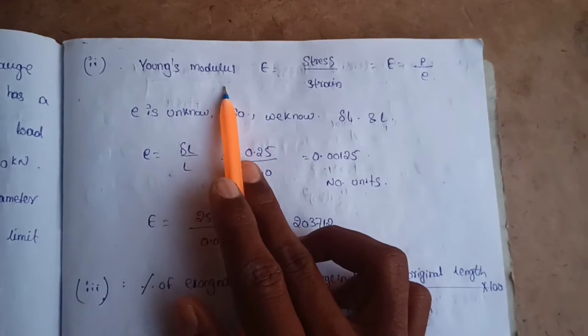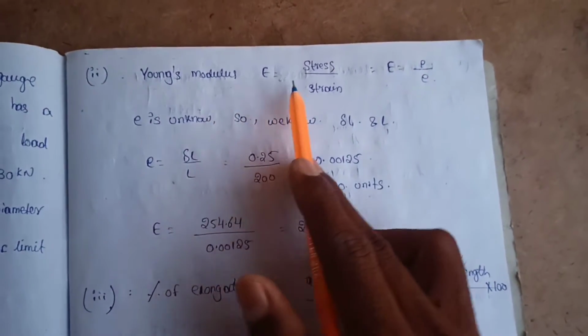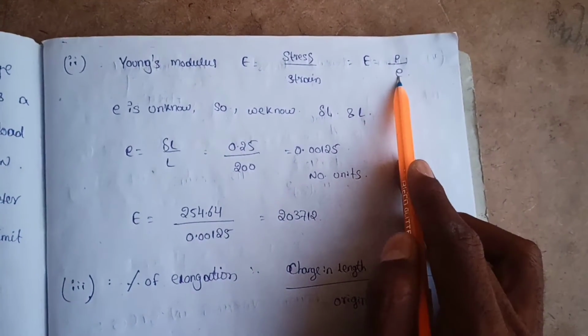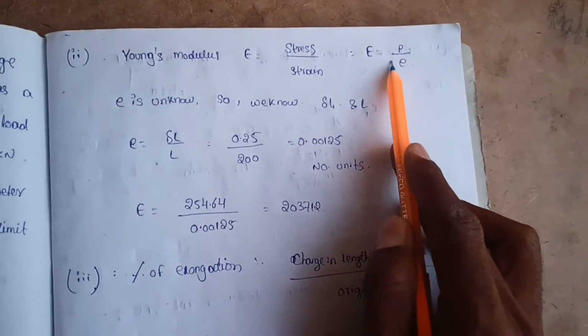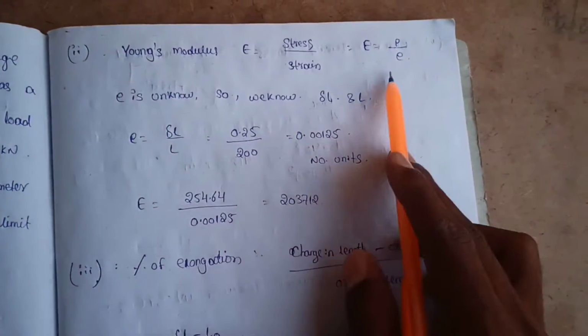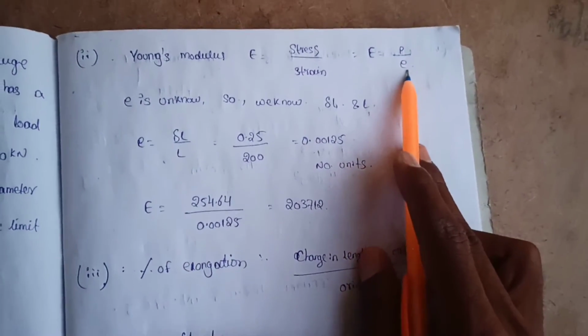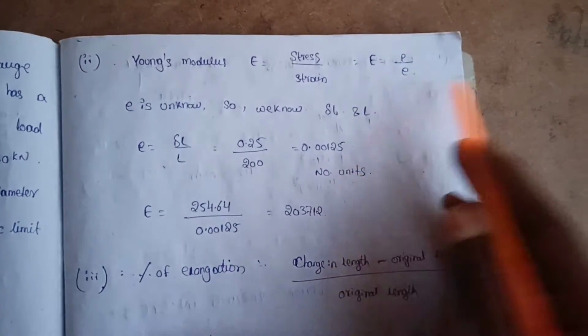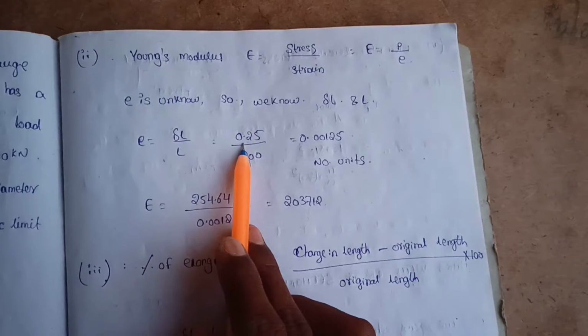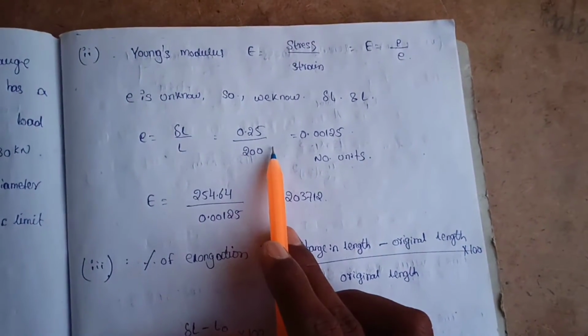So Young's modulus, he wants to find Young's modulus. For that, capital E is equal to stress by strain. That means small p by small e. So we found this small p, the stress. Now we want to find small e, which is unknown. But in the question he has given the change in length and the original length. So just write the formulas.